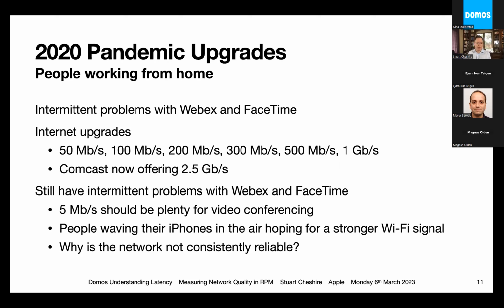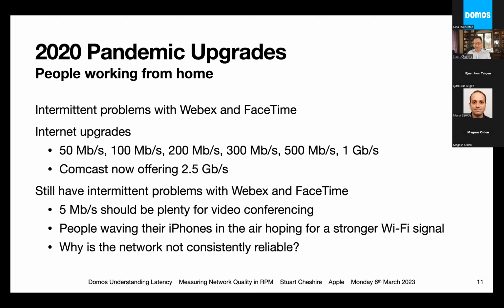And 5 megabits per second is plenty for this video conference we're doing now. So how can it be that a 5 megabit stream doesn't work on a 100 megabit network? And the problem is not lack of bandwidth. And until we start focusing on consistent low latency, we will never solve that problem.